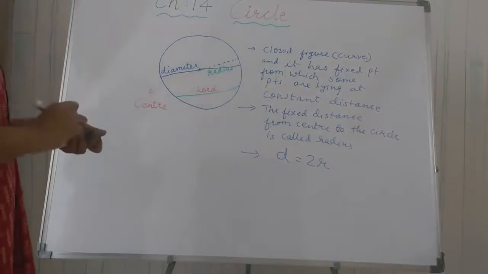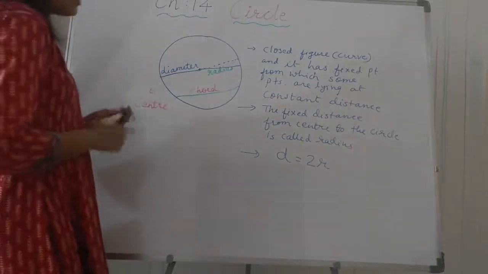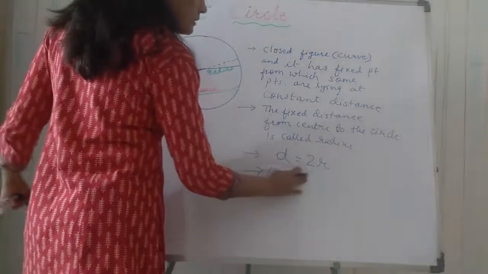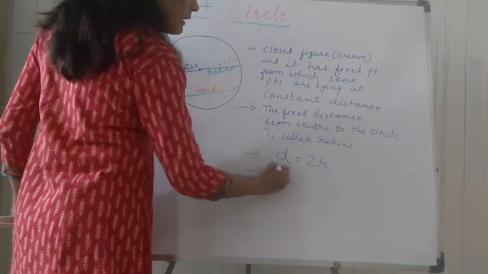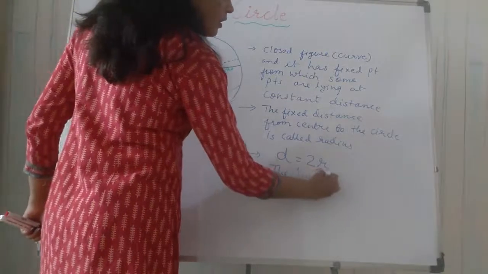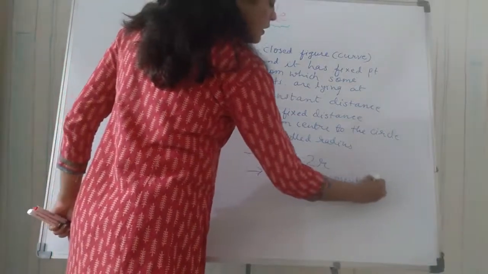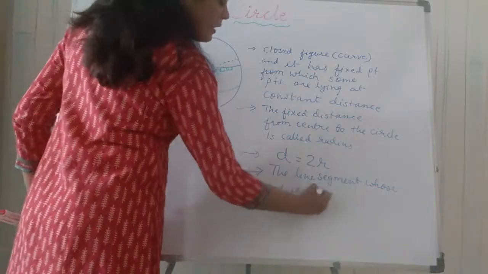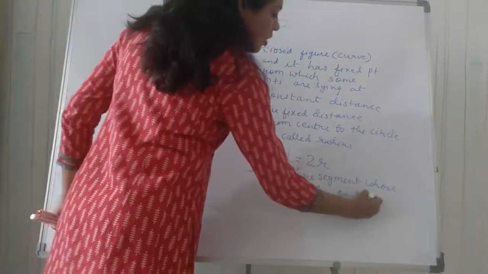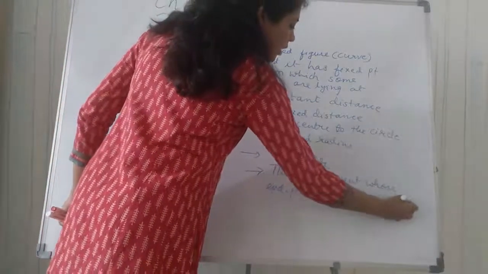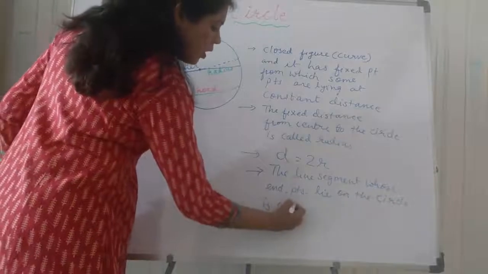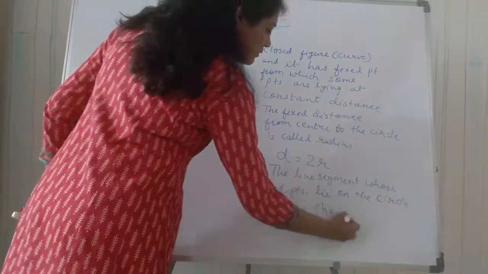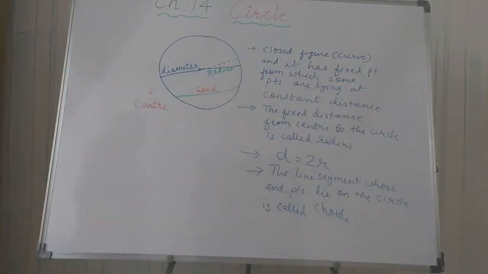And what is a chord? A line segment whose two endpoints lie on the circle. I write it like this: the line segment whose endpoints lie on the circle is called a chord. Okay, students, so these are the basic things we are learning about the circle.